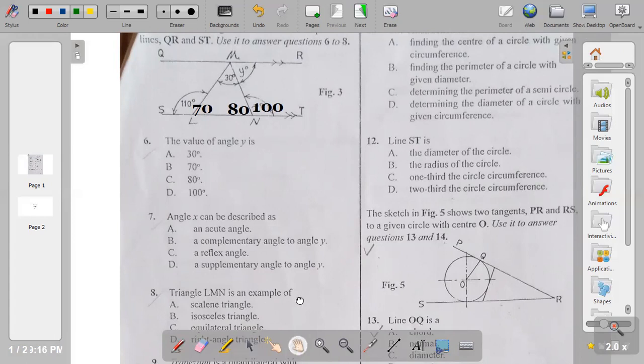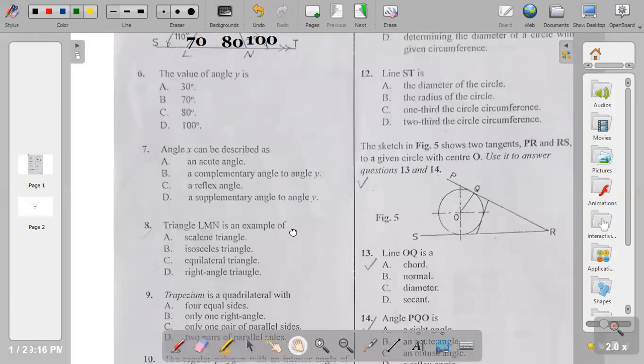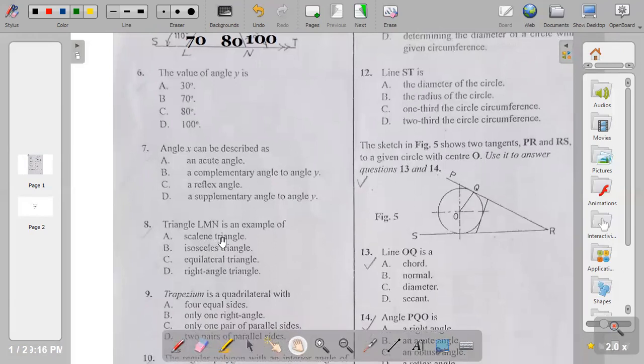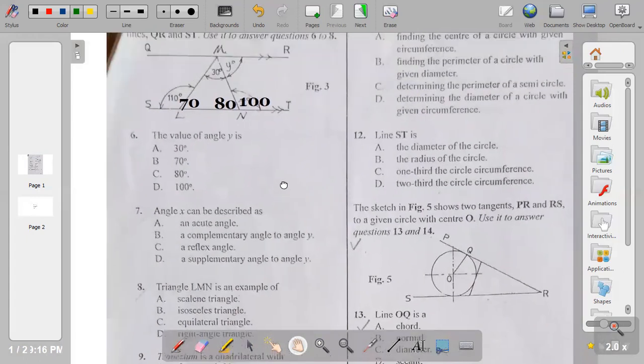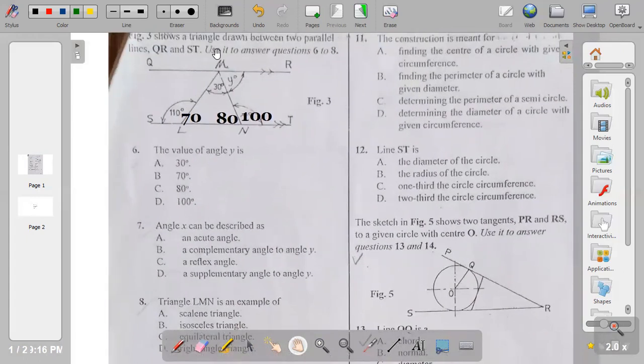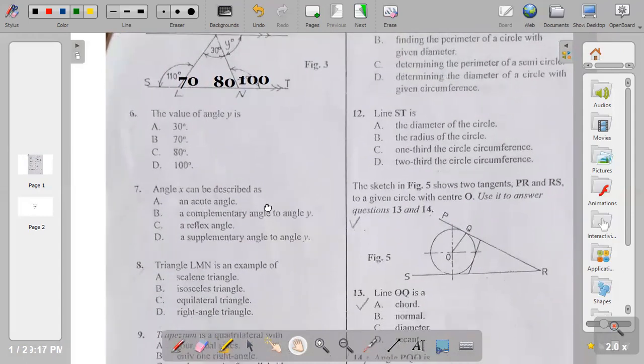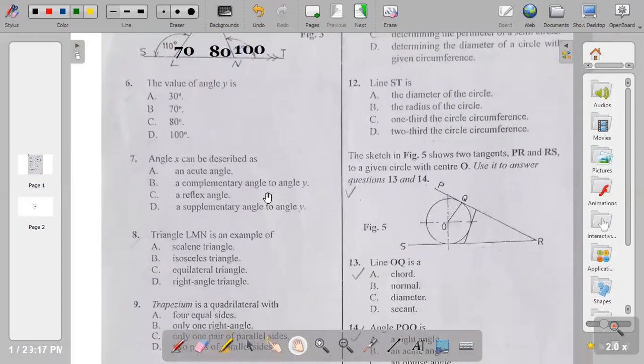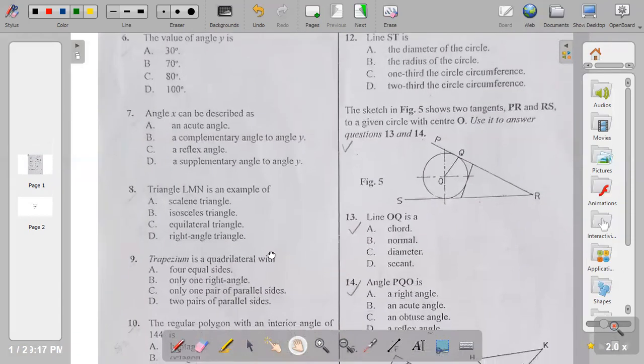We move on to question 8. Question 8 says, triangle LMN is an example of what? Let's go back to the triangle. It's a scalene triangle because it has unequal sides. So the answer to question 8 is A. I'll move on to question 9.